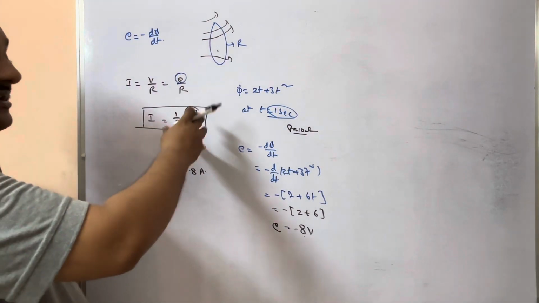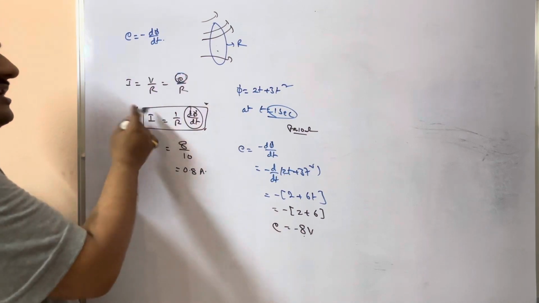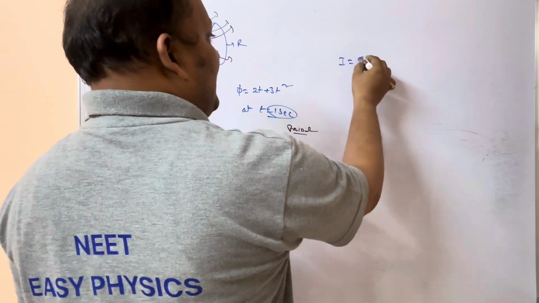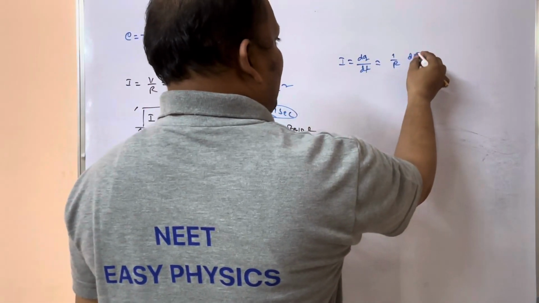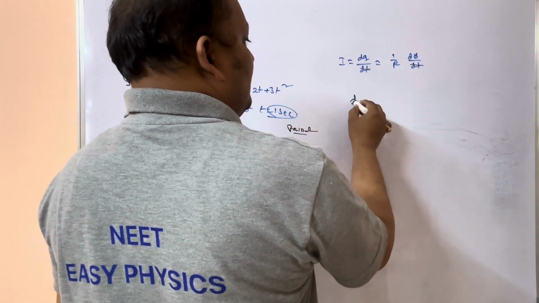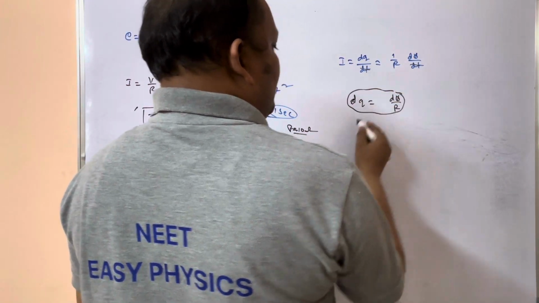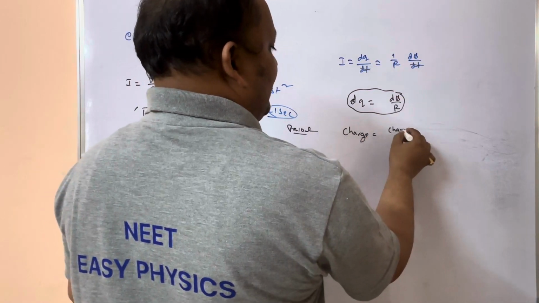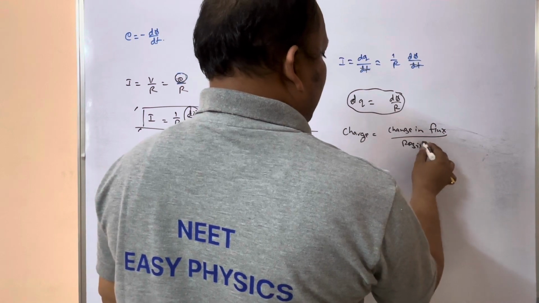So in previous year questions, they asked on this equation. Very simple. Once you know E, we get the current. Not only current, we can get charge also. So from this I, we can write dq by dt. dq by dt is 1 by R d phi by dt. Now if we cancel this dt, dq is equal to d phi by R. So charge is equal to change in flux by resistance.